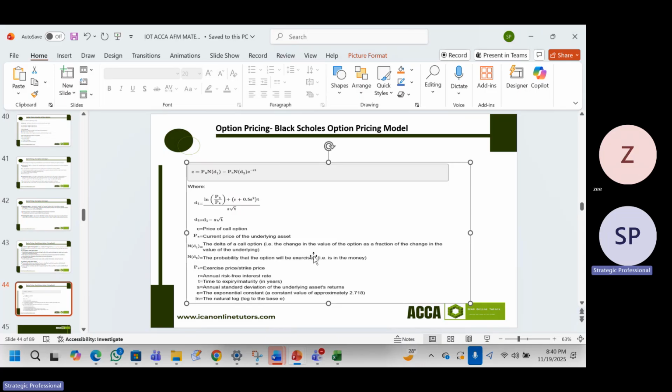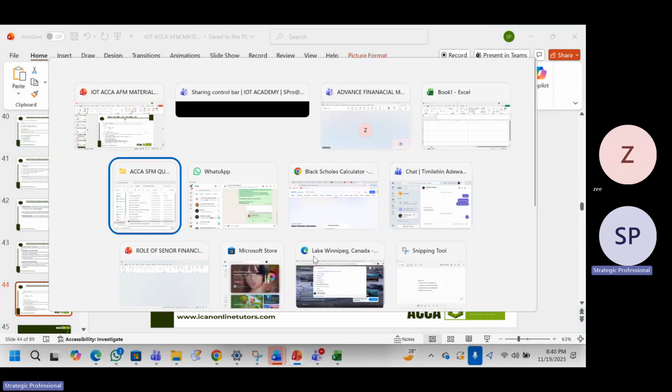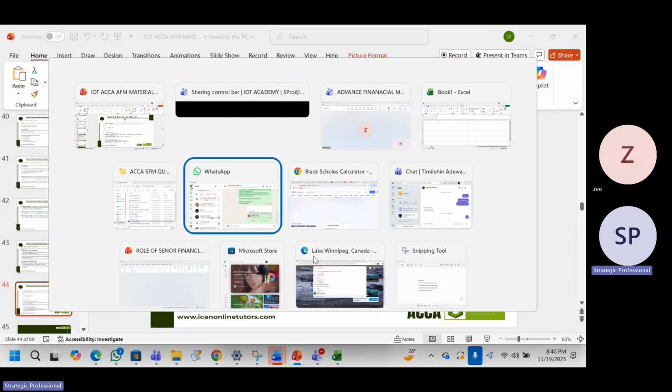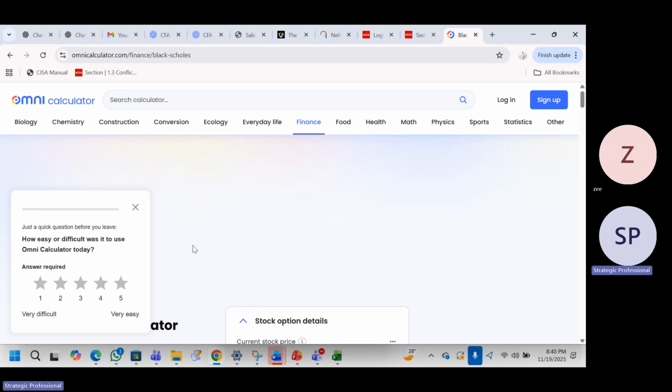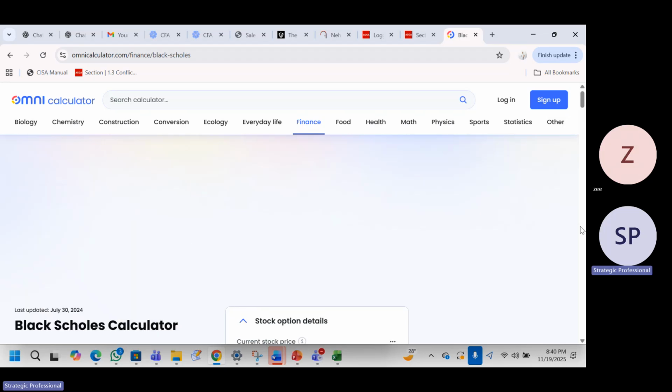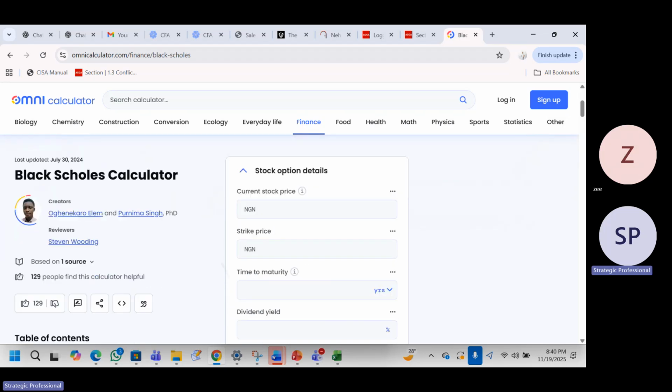Let me give you an example of a BSOP calculator. I was trying to get it from your portal, but I could not access it because I'm no longer a student. So I just want to show you how a BSOP calculator works. Mostly they use it for stock. Can you see my screen?